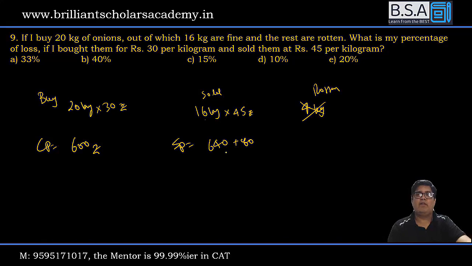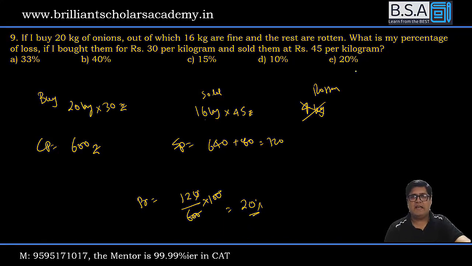So what is the profit earned? This is 720. The profit earned is 120 by 600 into 100. Cancelled, cancelled, cancelled. 120 by 6. This is 20% profit. 20% is the answer, but the answer is profit, not loss. Percentage of profit.